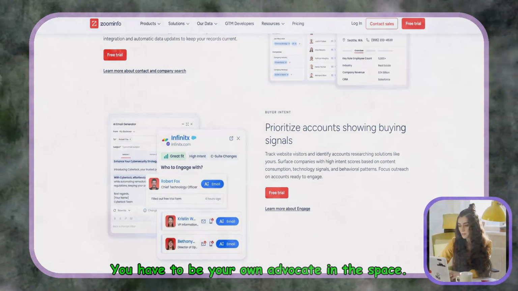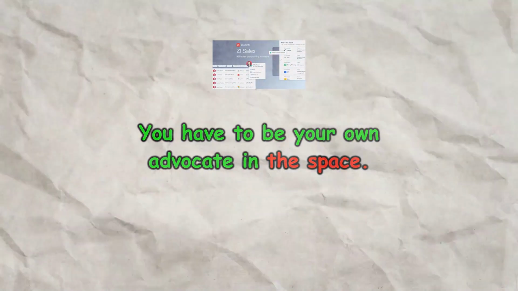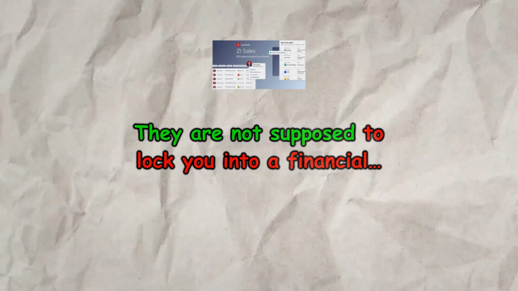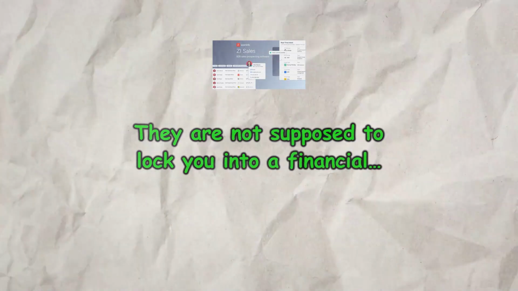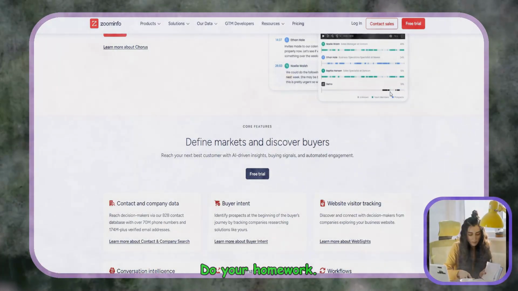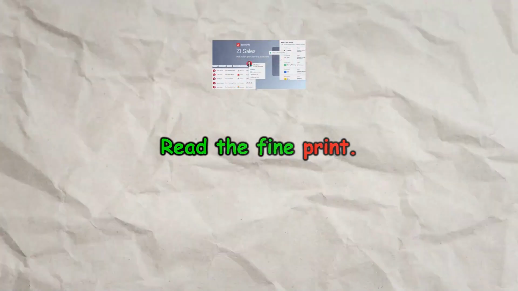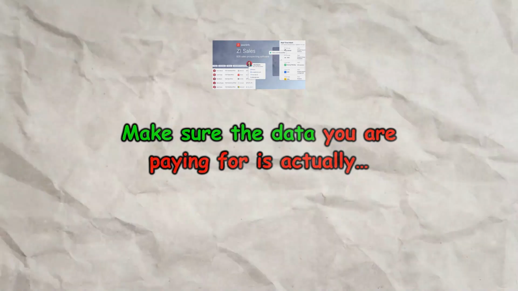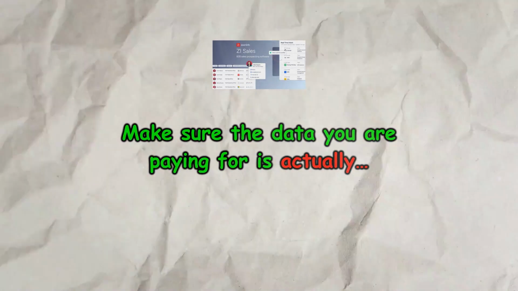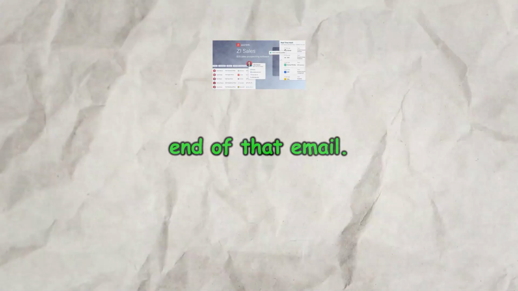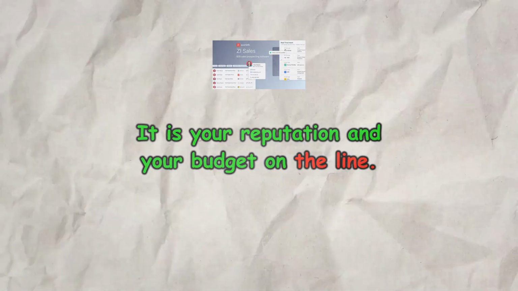You have to be your own advocate in this space. These sales tools are supposed to make your life easier and your pipeline fuller. They are not supposed to lock you into a financial burden you cannot escape. Do your homework. Read the fine print. Make sure the data you are paying for is actually going to reach a human being on the other end of that email. It is your reputation and your budget on the line.